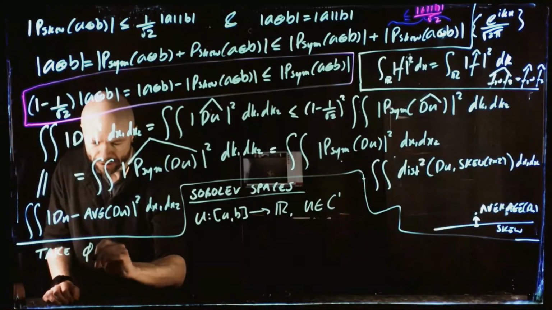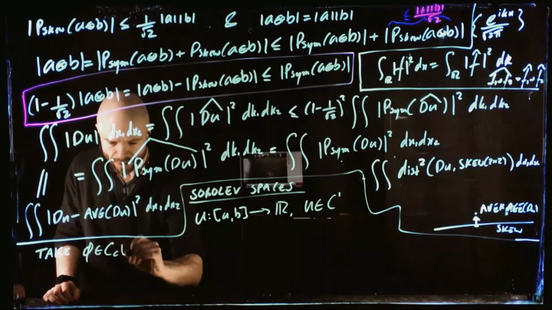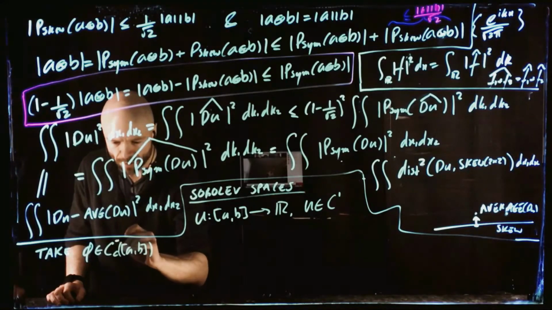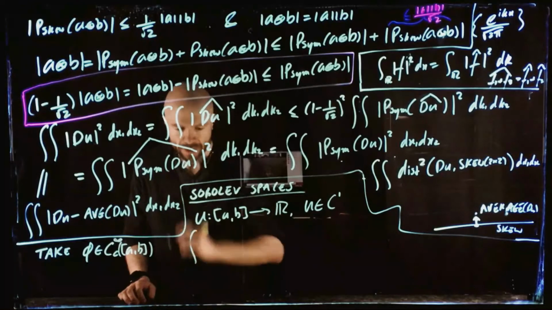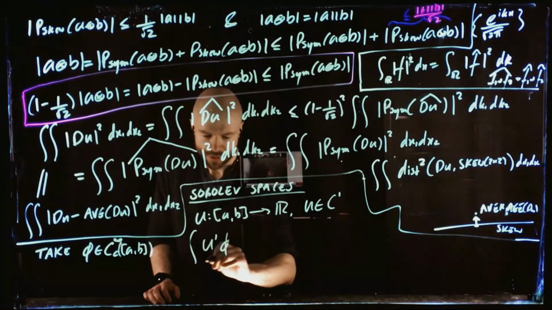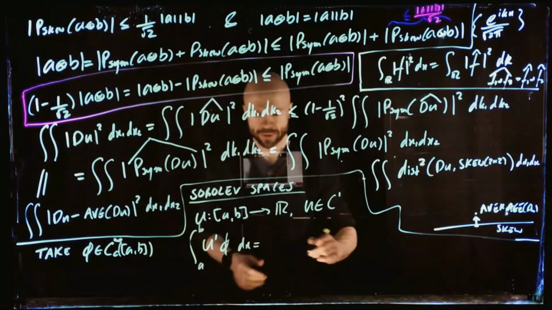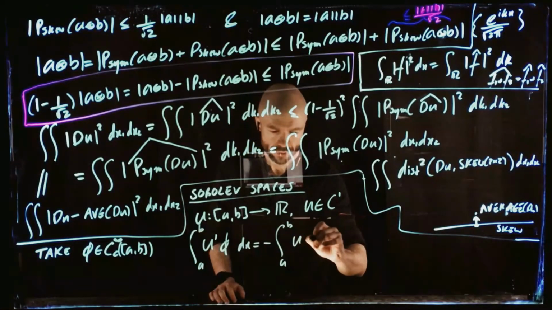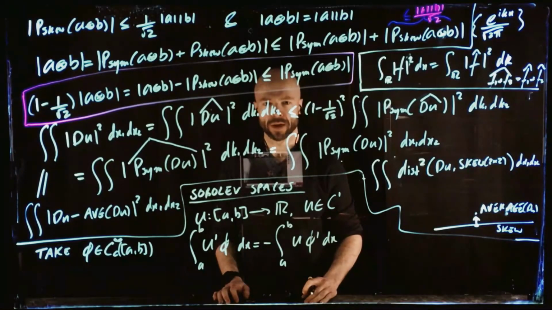Then take some test function phi, which has compact support, so it's compactly supported in our interval (a, b), and it's as smooth as we like, so we can take it C infinity. And then notice the following thing: if we take the integral of the derivative times phi from a to b, then just by integrating by parts, it's the same as minus the integral from a to b of u phi prime dx, right? That's easy enough.